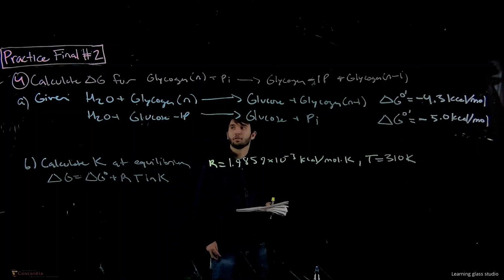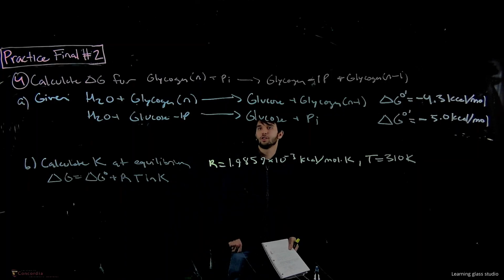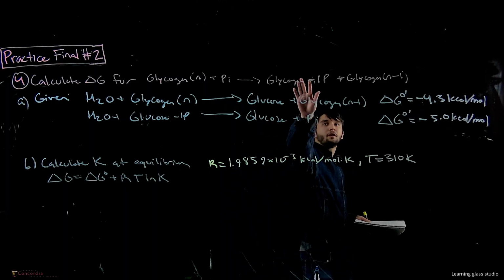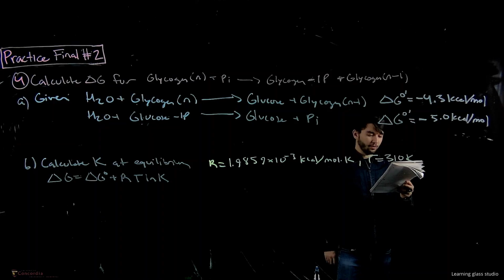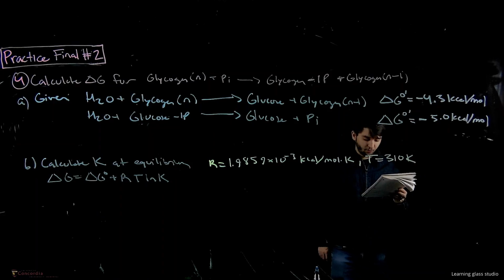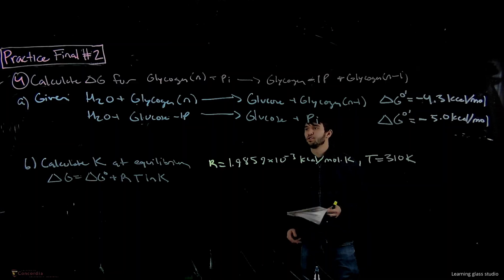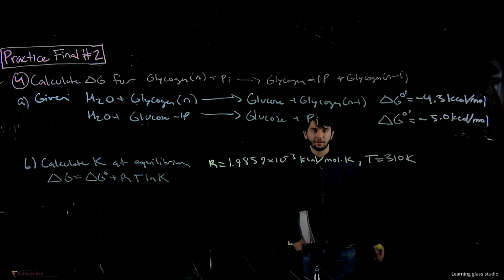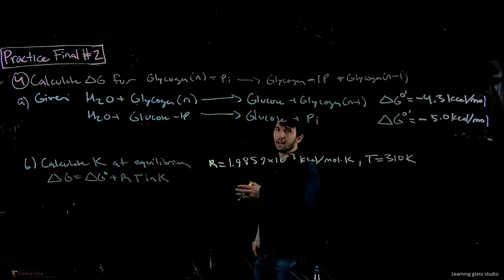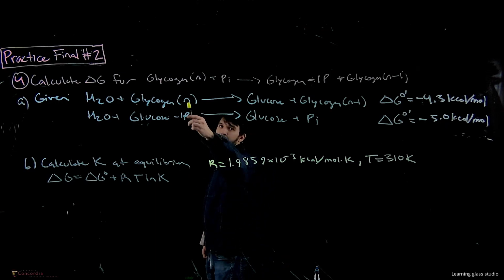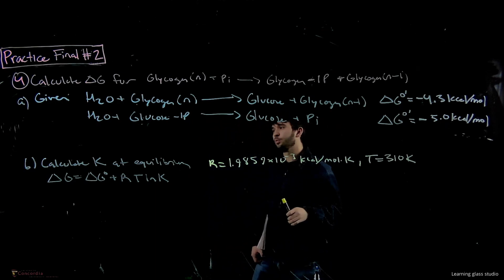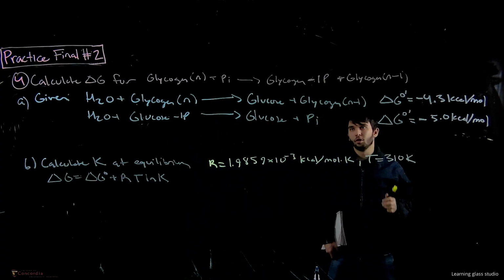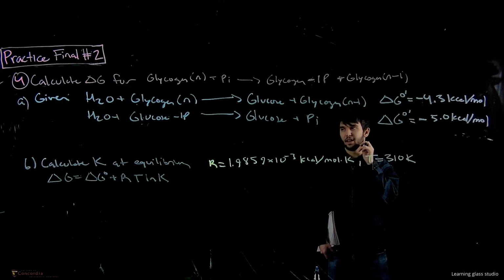Question 4, this one is about thermodynamics. Calculate delta G for glycogen N plus Pi turns into glycogen 1-phosphate plus glycogen N minus 1. This is the reaction catalyzed by glycogen phosphorylase. Essentially we're given 2 reactions with 2 delta Gs. This is something you'd see in Gen Chem, but applied to biochemistry. Water plus glycogen turns into glucose plus glycogen N plus 1, and water plus glucose 1P turns into glucose plus Pi. Essentially what we want to do is add these reactions together.